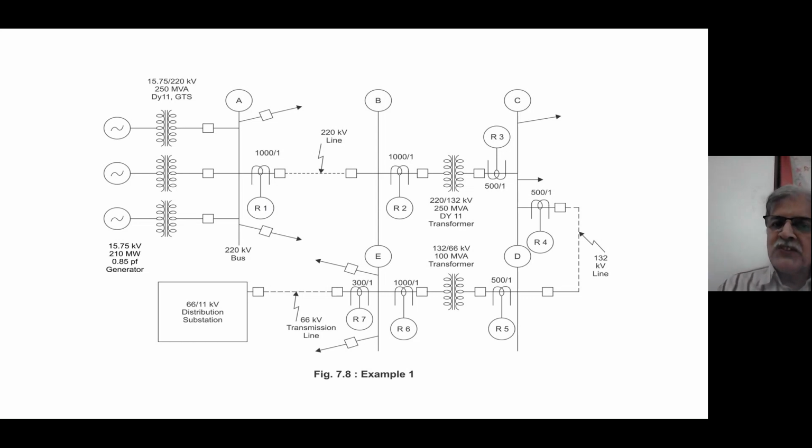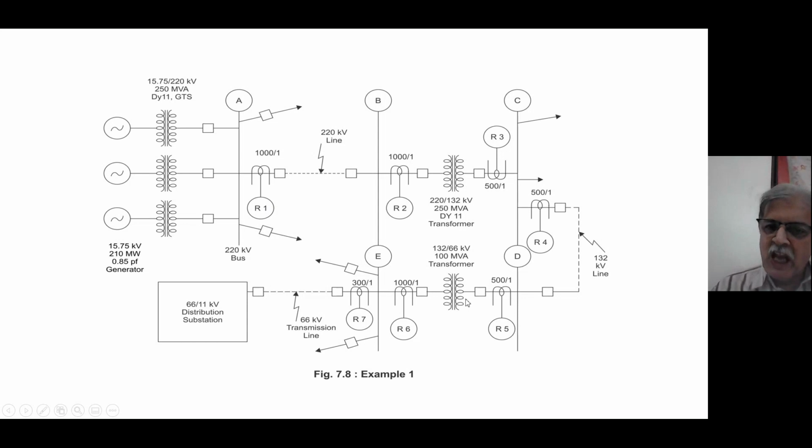And then we come to bus C. There are relays R2 and R3. Between relay R2 and R3, there is a transformer that has to be remembered, because while we will be calculating the current, that transformation ratio will be there. Then from bus C, once again, there are many 132 kV lines emanating. One of the lines, a 132 kV line, is coming to bus D.